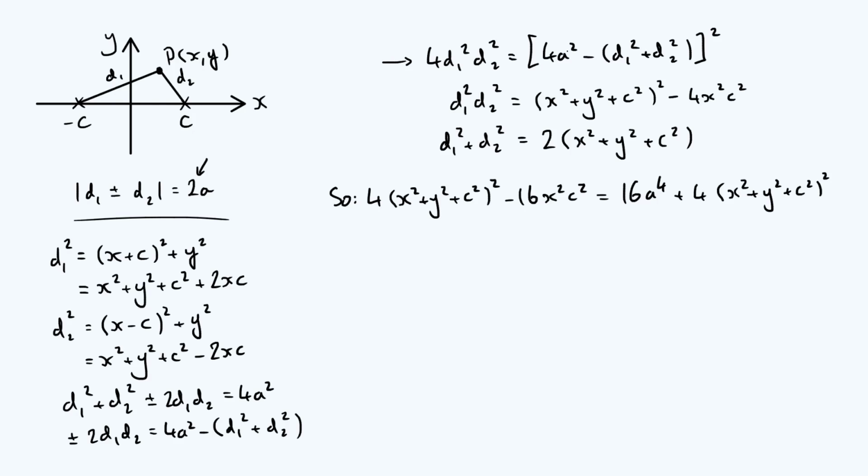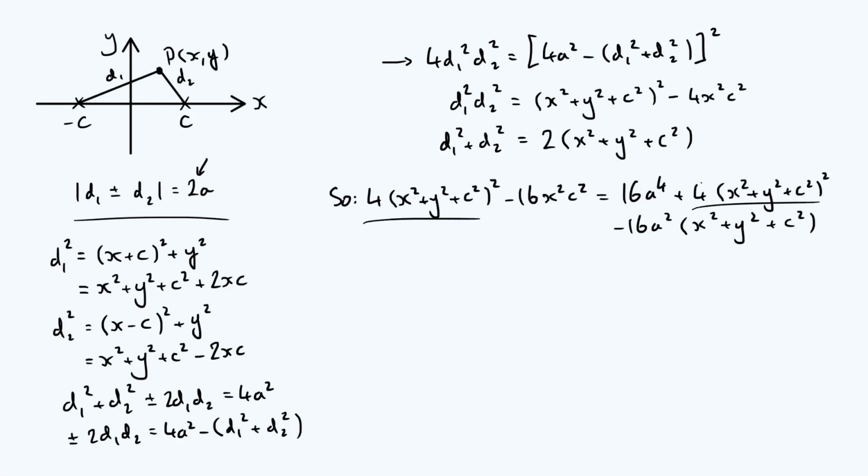Then you're going to have the cross term, which is 2 times this with a minus sign. 2 times 2 times 4 is 16, and so this is going to be minus 16a squared into (x squared plus y squared plus c squared). Then some very nice simplifications happen. You've got 4 times (x squared plus y squared plus c squared) all squared on both sides, so those just disappear.